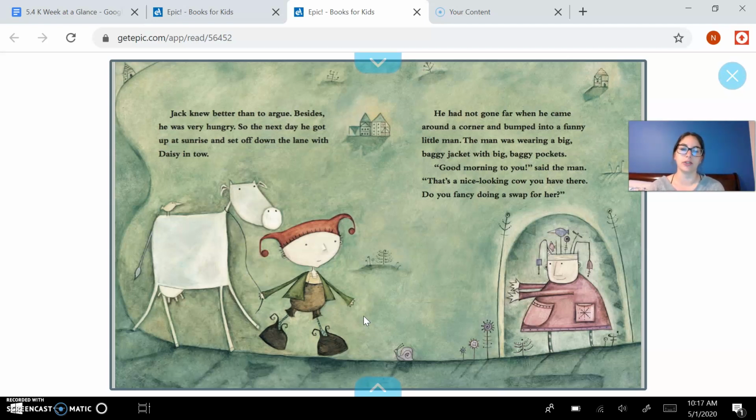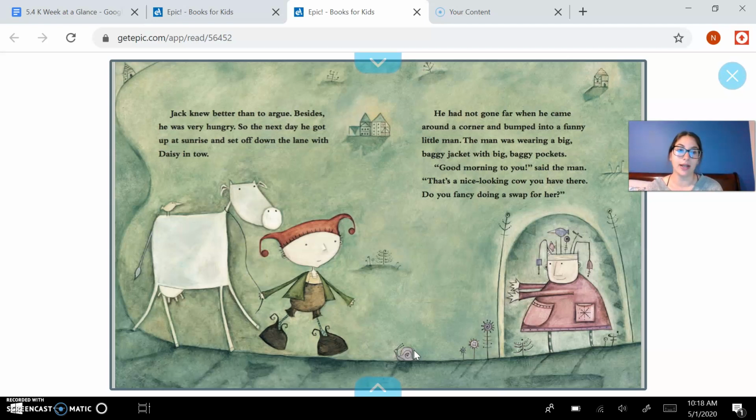When someone says "do you fancy," they mean, do you like this idea? Like if I said, I fancy spaghetti and meatballs, that's me saying I like spaghetti and meatballs. So what do you think he's going to do? We don't know that much about Jack. Do you think he's going to trade Daisy with this person, or do you think he's going to go all the way down to the market?